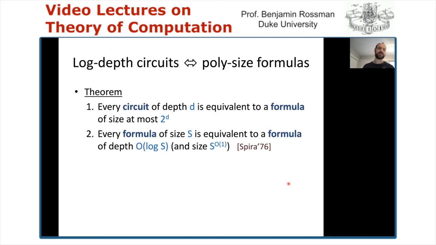This correspondence between circuit depth and formula size is made concrete by the following theorem. So first, every circuit of depth d is equivalent to a formula of size at most 2^d. Okay, and we'll see the proof of this in a moment. And then the more interesting direction, every formula of size s is equivalent to a formula of depth order log s. And therefore, by part one, the size will be s·2^(log s), so s to some constant.